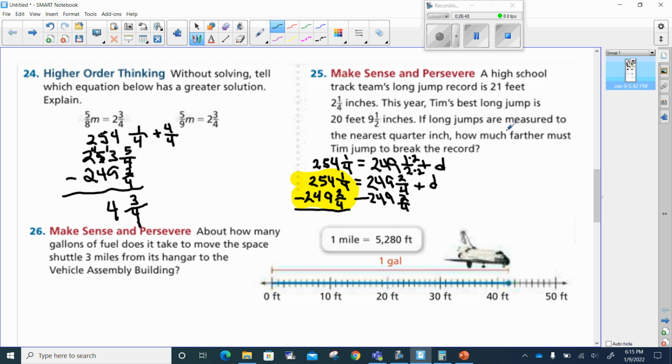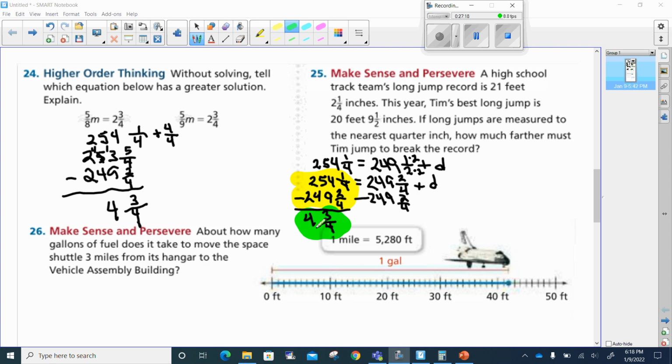And they did say how much to the 1/4 inch. This is a 1/4 inch showing here. So the answer to this problem would be 4 3/4. Okay. Let's see, this is my final answer here. And I'm going to highlight in green just so you know that's the answer for number 25.